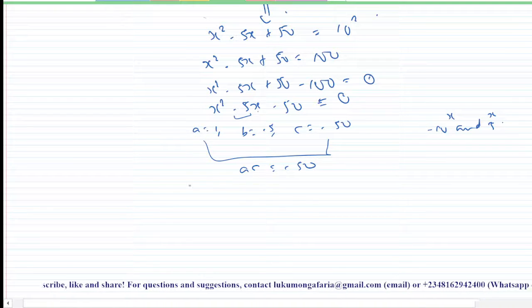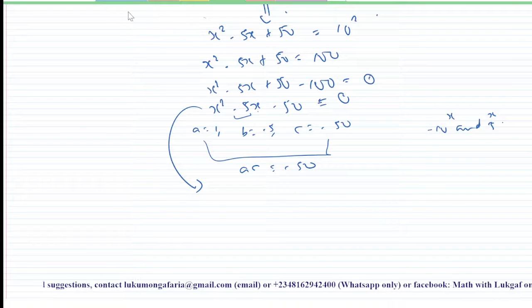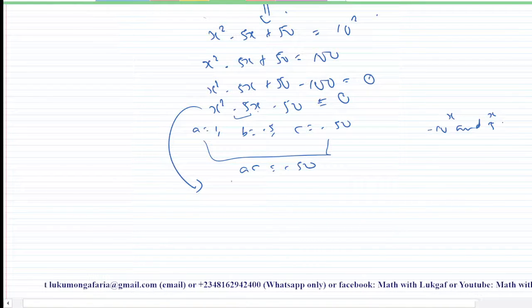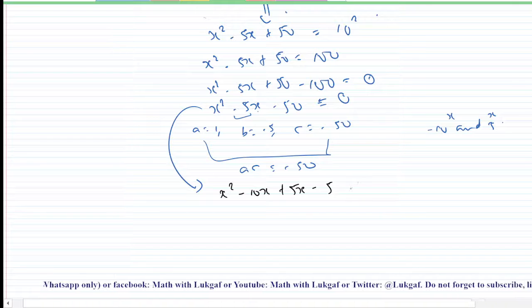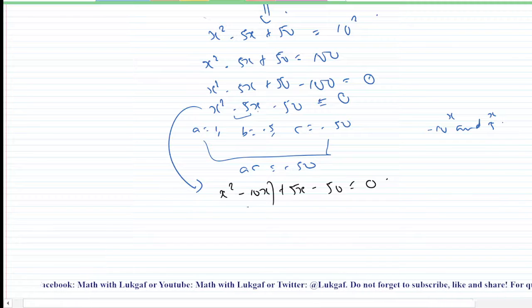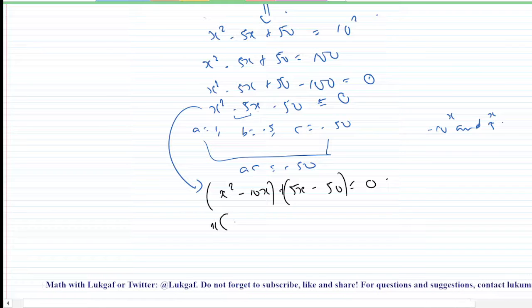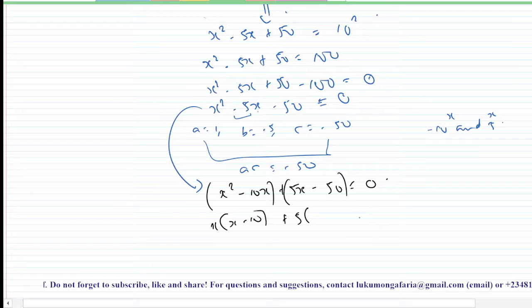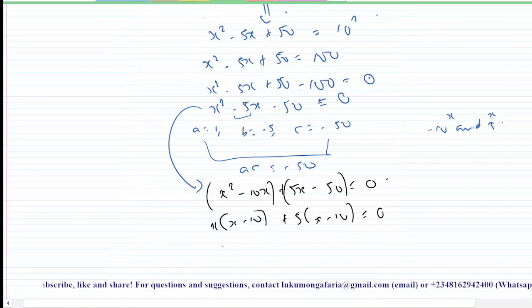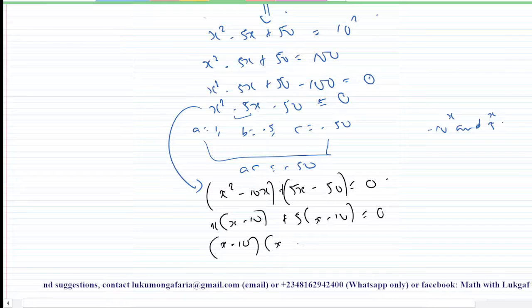Then you just put x here and substitute with the values. Then you are going to have x squared minus 10x plus 5x minus 50 is equal to 0. You group them together. Then you have x in common, and 5 is also common: x minus 10 is equal to 0. You have x minus 10 in common. What do you have left? x plus 5 is equal to 0.